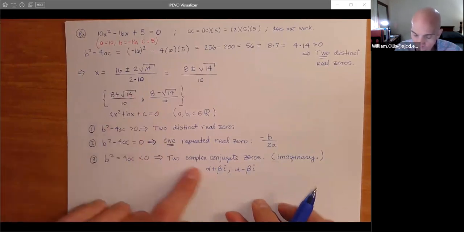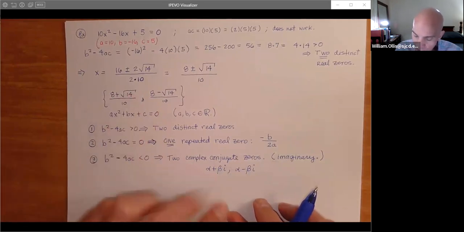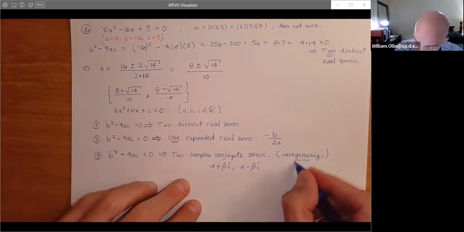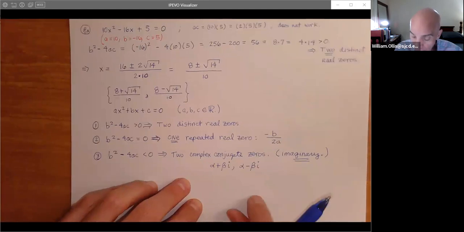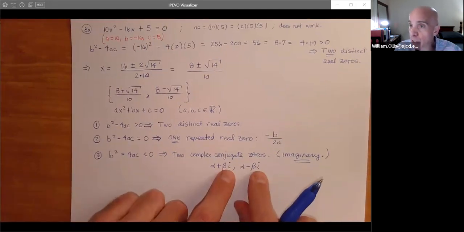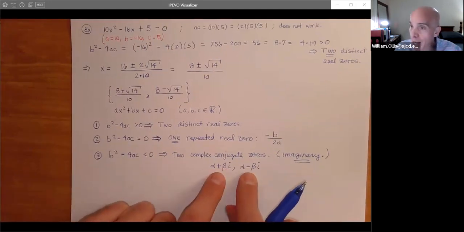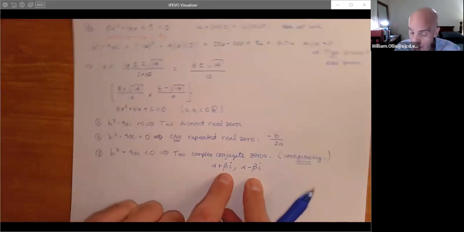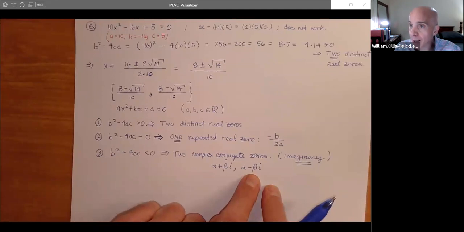So remember, when we have two complex conjugate zeros, that's when we have a negative discriminant, and our zeros are indeed imaginary because they have the imaginary unit in them. And remember, they'll have this form. The conjugates, remember, alpha plus beta i, alpha minus beta i.